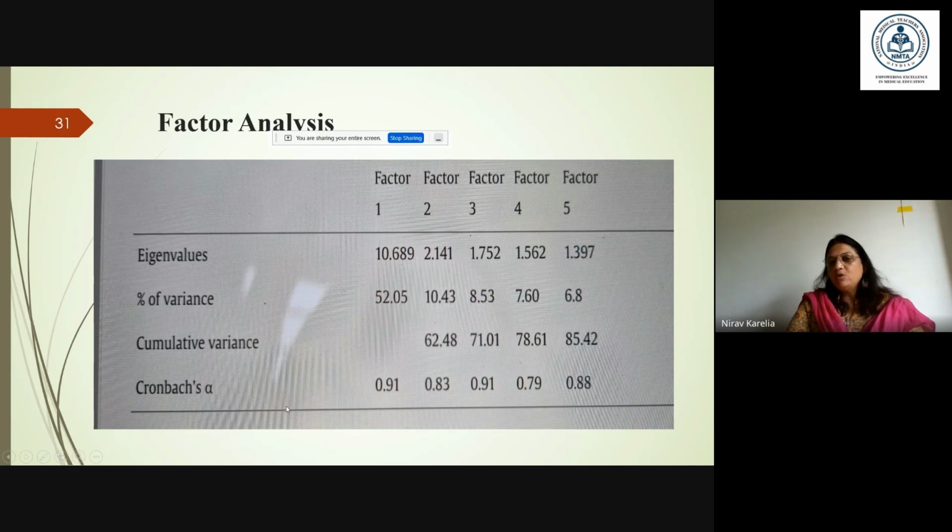And Cronbach's alpha, all of you know about it, it is the reliability. Whenever you do any questionnaire survey or KAP study, you have to identify reliability. So along with this factor analysis, they also provide the reliability of your questions. So the questions that come under factor 1 have a higher reliability as compared to the others. So this is the interpretation.